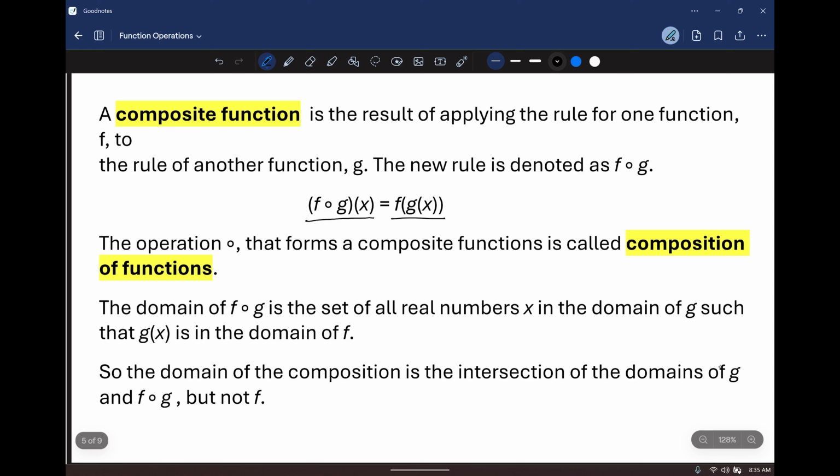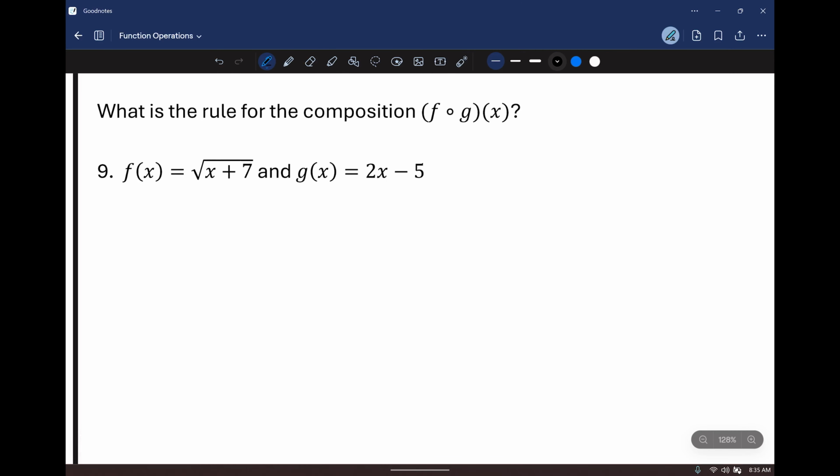All right, the domain is the set of all real numbers x in the domain of g such that g of x is also in the domain of f. So the domain of the composition is the intersection of the domains of g and f, but not f of g. Okay, so what is the rule for the composition f of g of x?